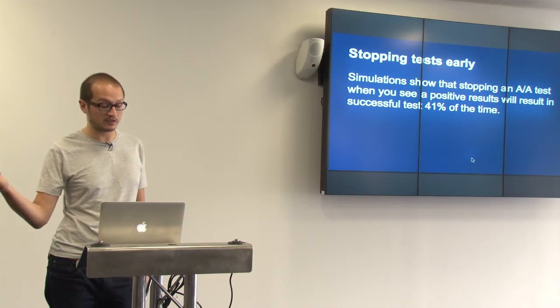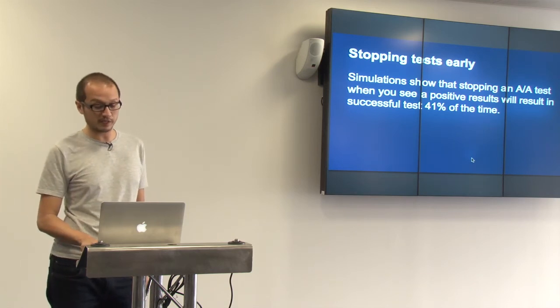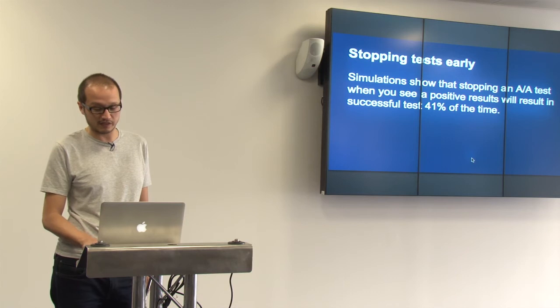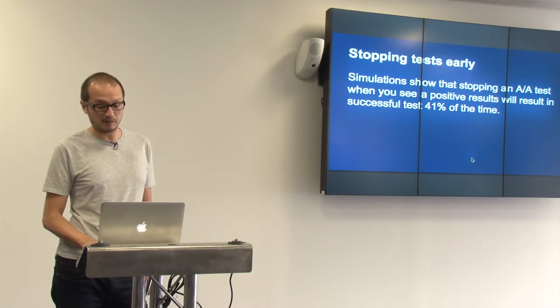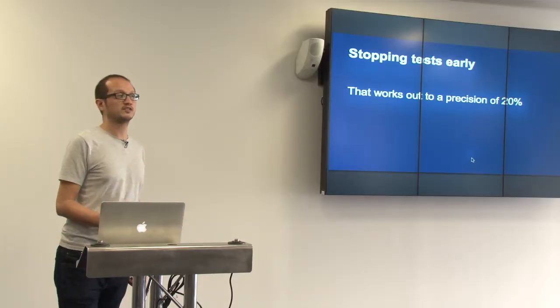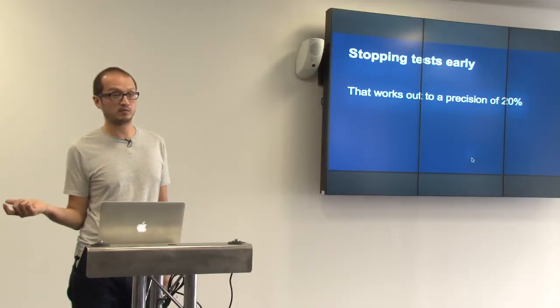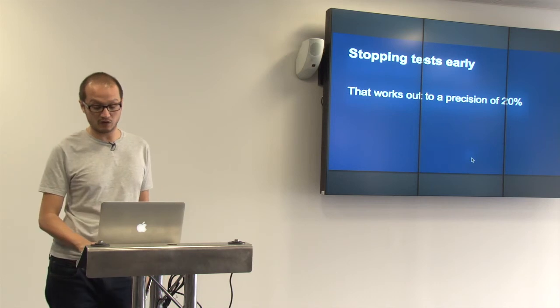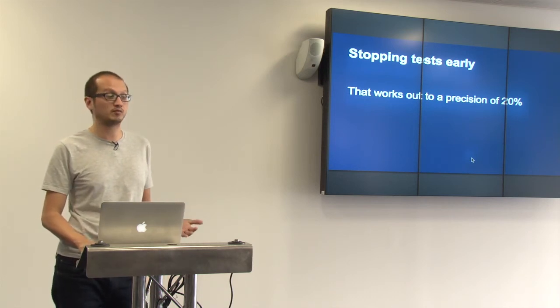So, this is great because you'll get congratulated all the time on winning tests, but this is an AA test, right? There's no difference between them. And this works out to a precision of 20%. So 20% of your positive results are going to be true positives. The rest are going to be either negative or neutral. And negative means that you're decreasing profits. It's bad.